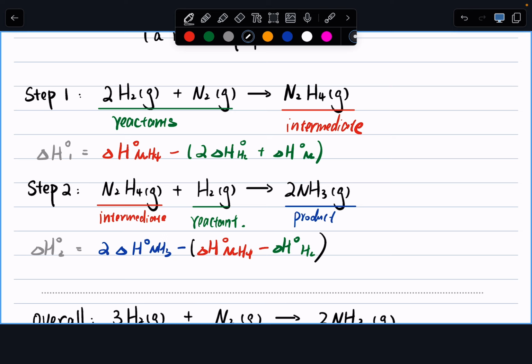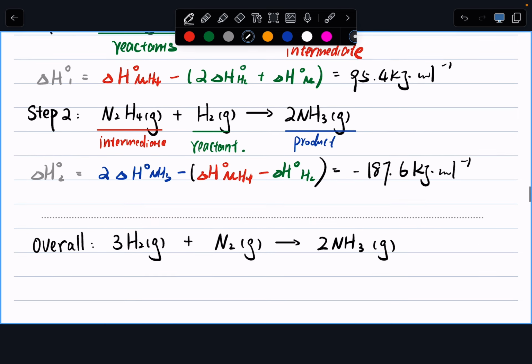So you can actually use the appendix table to do this calculation. If we do so, we'll get the first one being 95.4 kilojoules per mole. The reaction is endothermic. The second step is negative 187.6 kilojoules per mole. And the reaction is exothermic, releases heat. So the first step absorbs heat, the second step releases heat.